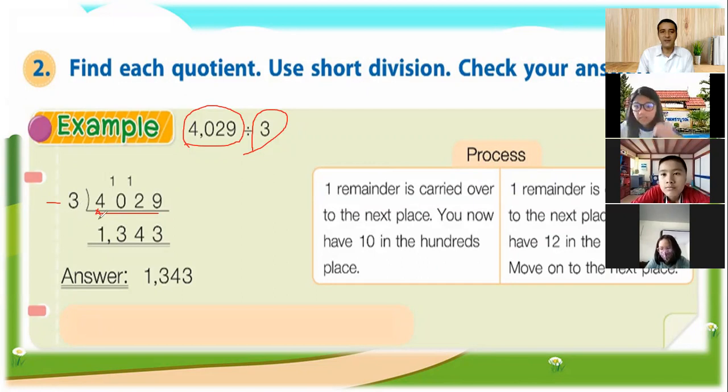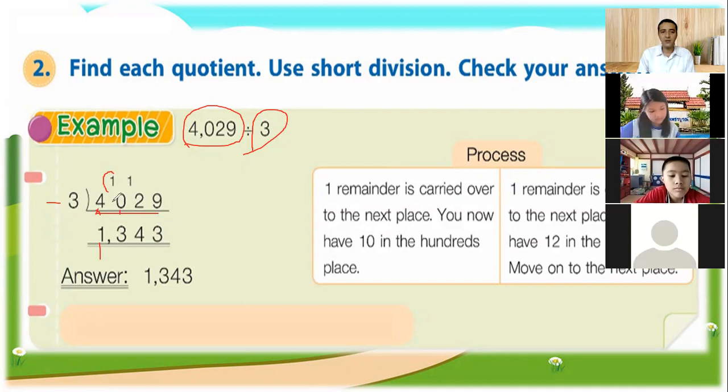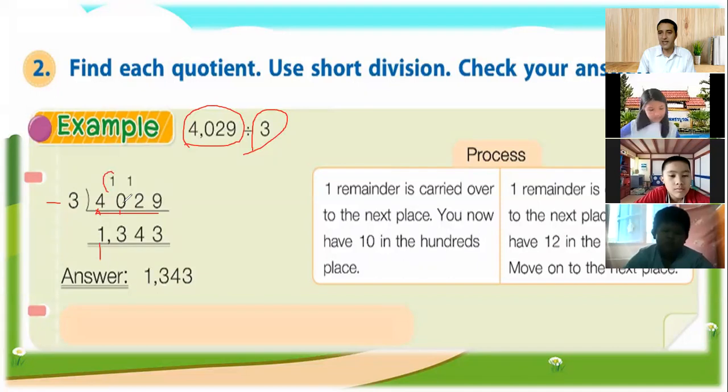So 3 multiplied by 1, the 1 we are going to write here, and we subtract 3 from 4. So we have remainder 1. The 1 will come here with the hundreds place. At the hundreds place we have 0, so 1 will come with that. That means we now have 10 hundreds at the hundreds place.